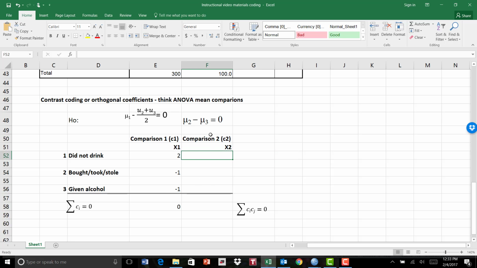So we don't ever need to compare this again. We've been there, done that. But now it might be nice to say, well, is there a difference in number of drinks between those who bought, stole, and took alcohol versus those who were given alcohol? So we could code that one. Code it minus one.